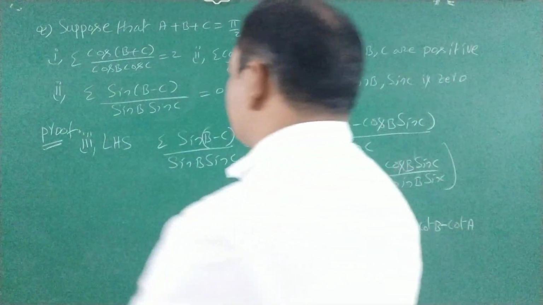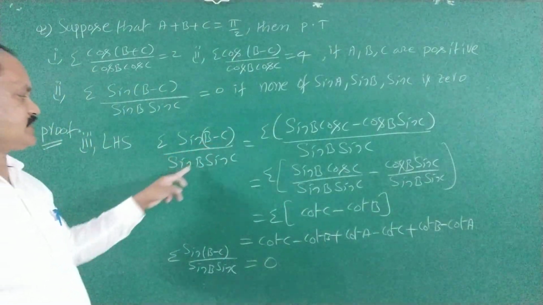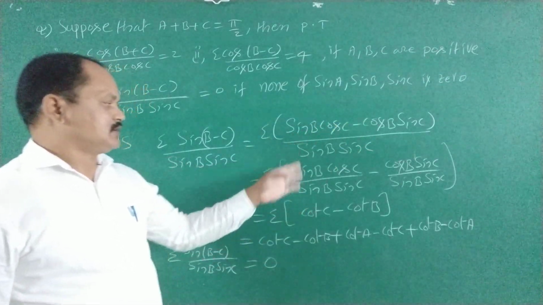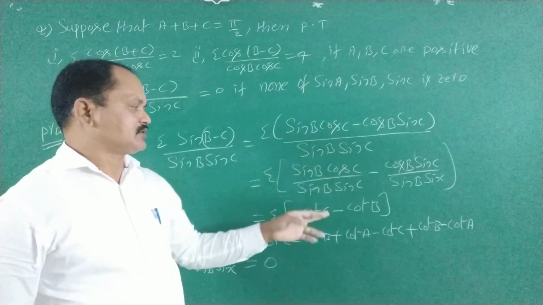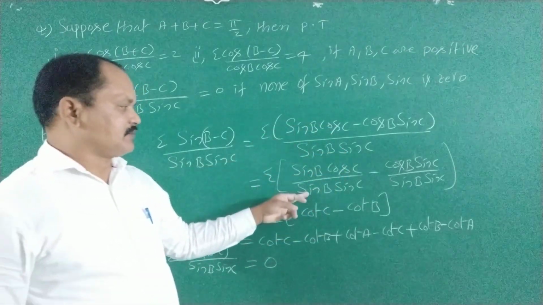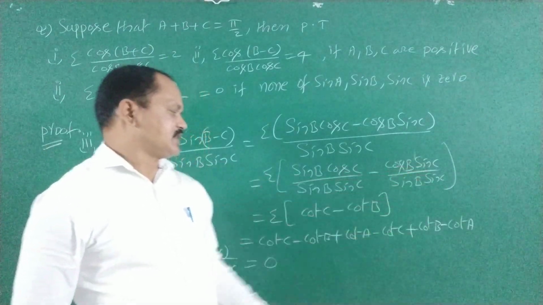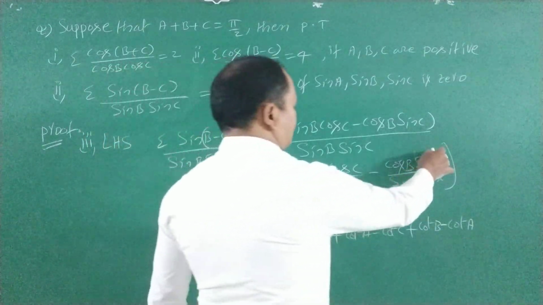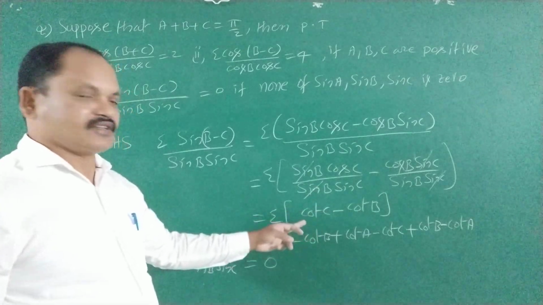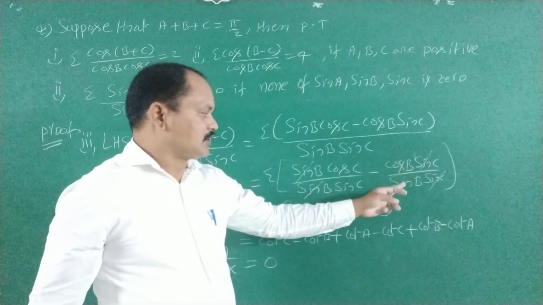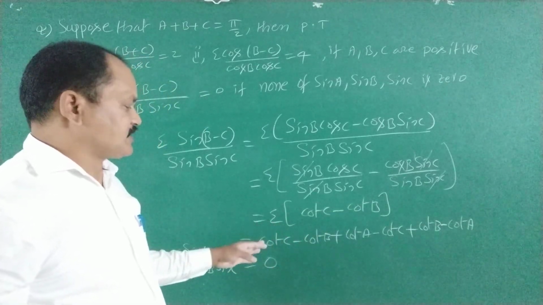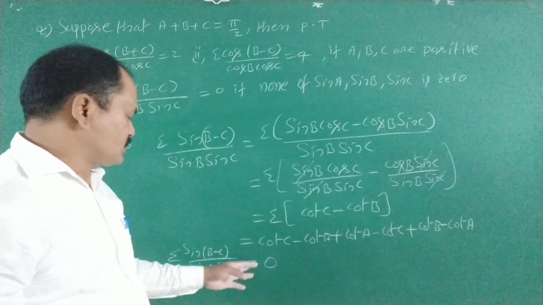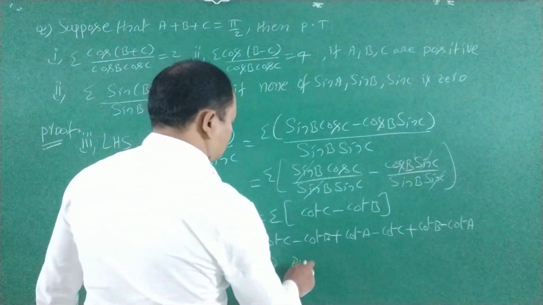Now the proof for the third one. Take the LHS: sigma sin(B minus C) by sin B sin C. This is the expansion of sin(B minus C): sin B cos C minus cos B sin C. That's why we have to split it. Sin B cos C by sin B sin C, here sin B gets cancelled. Here sin C gets cancelled. Now cos C by sin C is cot C, and here cos B by sin B is cot B. Expand the sigma: cot C, cot B minus cot A, cot A minus cot C. Like this it all gets cancelled, and we get 0. So this is the RHS.